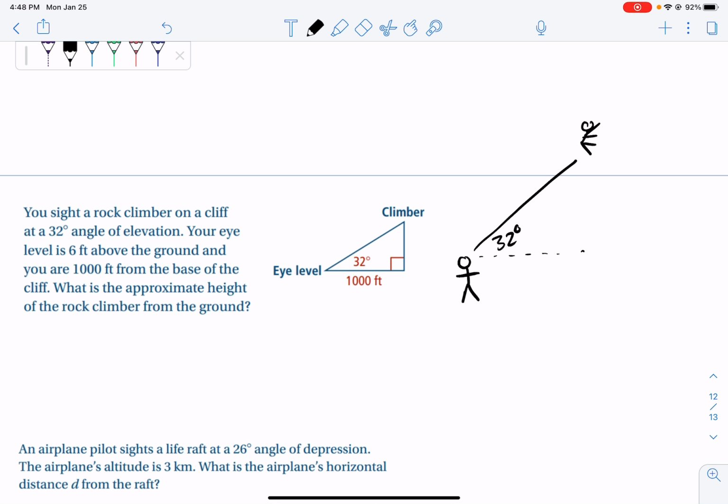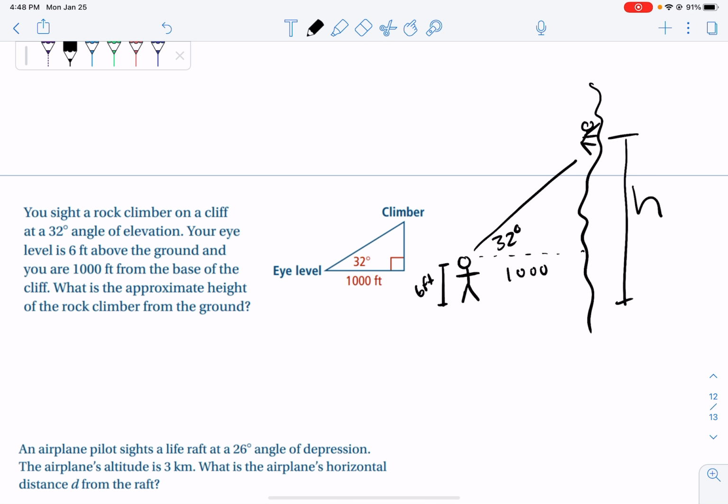Your eye level is 6 feet above the ground. Well, that's good to know. This distance right here is 6 feet. And you are 1,000 feet from the base of the cliff. So the cliff that this guy is holding on to is 1,000 feet away from me. All right. What is the approximate height of the rock climber from the ground? So we are looking for this height right here, how high the rock climber is from the ground.